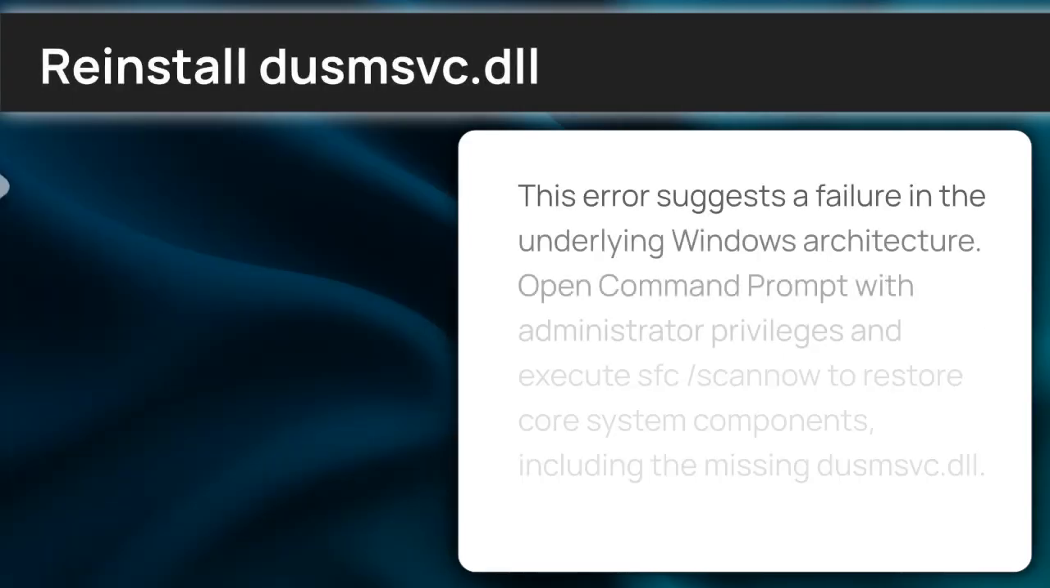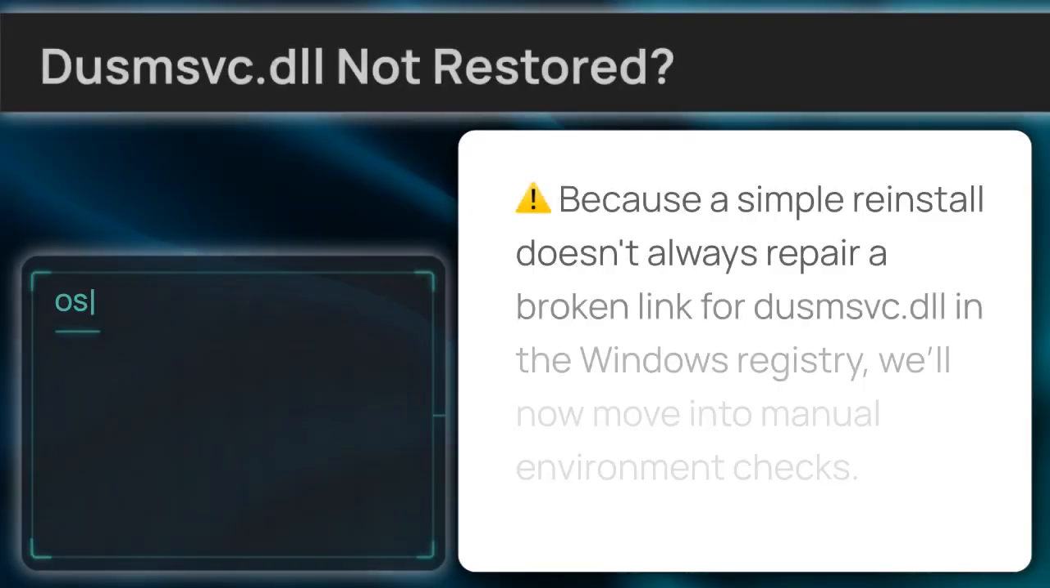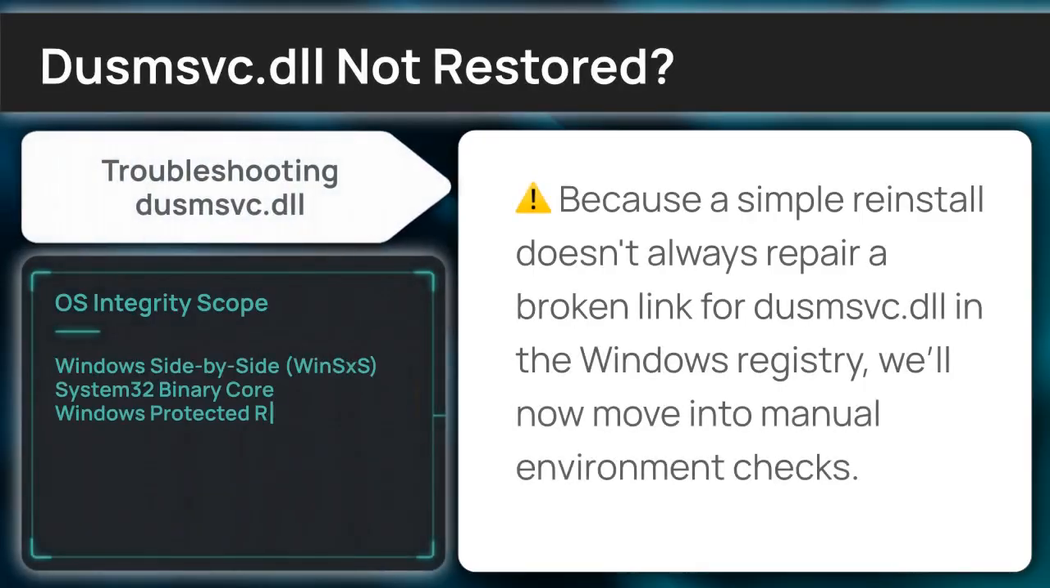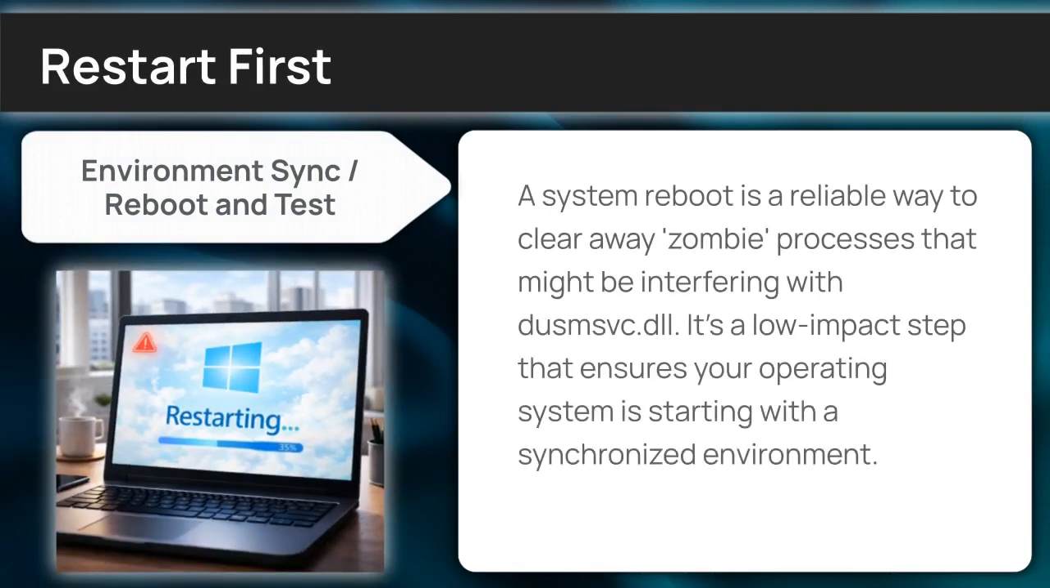This error suggests a failure in the underlying Windows architecture. Open Command Prompt with administrator privileges and execute sfc /scannow to restore core system components, including the missing Data Usage Service DLL. In the event the error remains visible, it indicates we need to verify the environment's ability to register new shared resources. Performing a restart can determine if the error is just a transient environment glitch. A reboot refreshes your system's path variables and can sometimes re-establish a broken link to the Data Usage Service file.